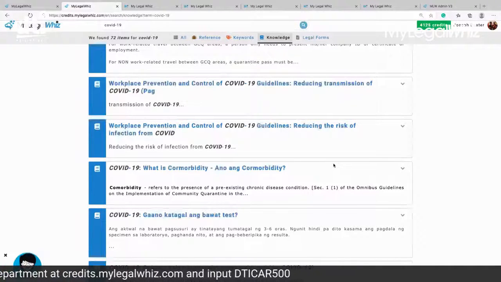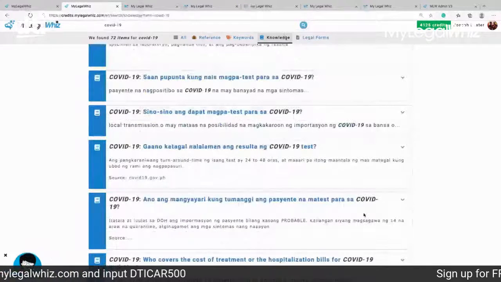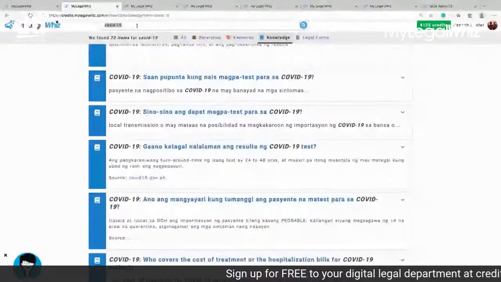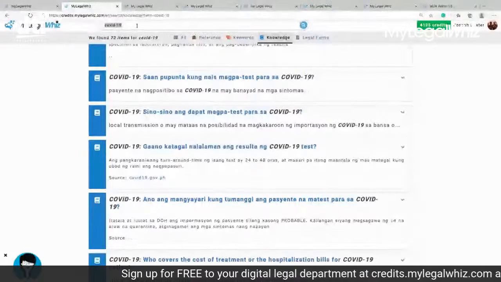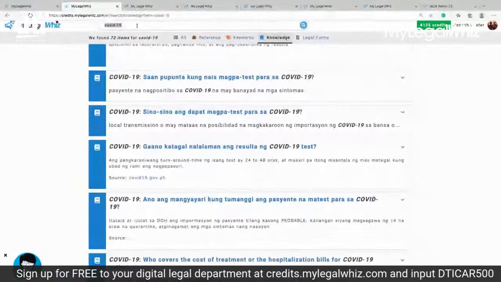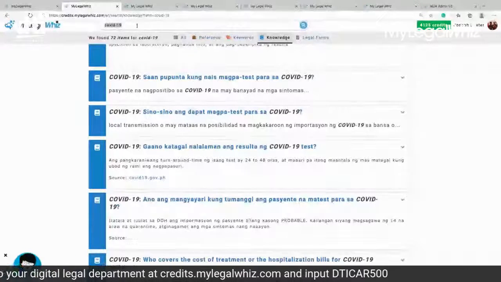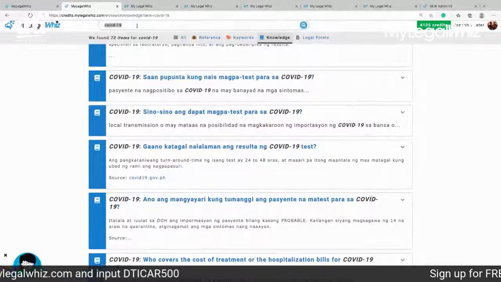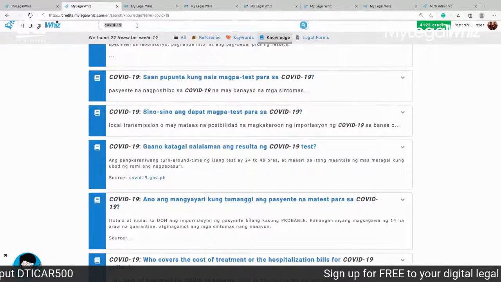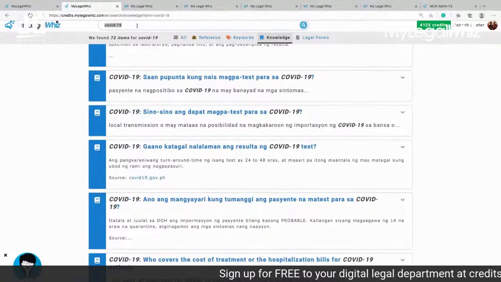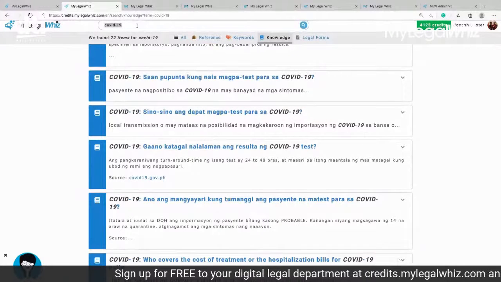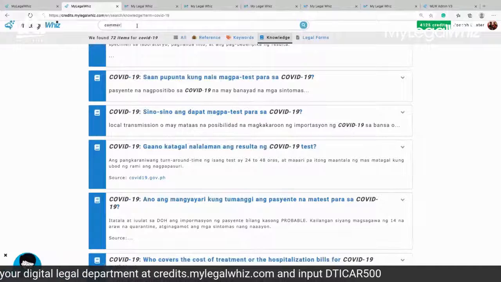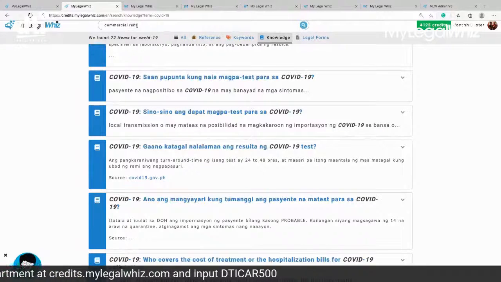So kanina, Patrick, you're talking about rent. I want to discuss that because that is a problematic situation for a lot of businesses, both the owners of the commercial land or commercial building and also the lessee. So ano ba yung regulations natin sa pagre-renta o pagbayad ng renta? So let's type, for example, commercial rent dito.